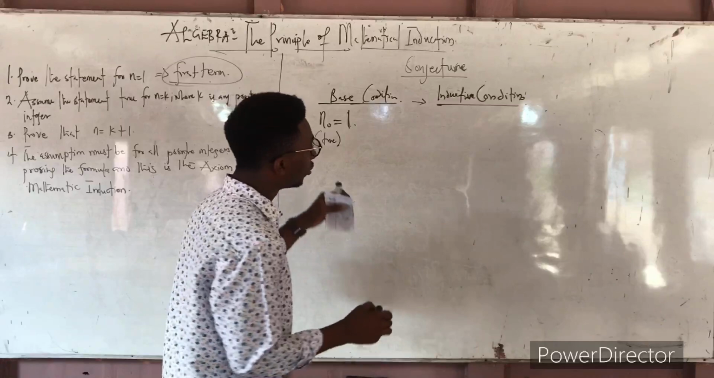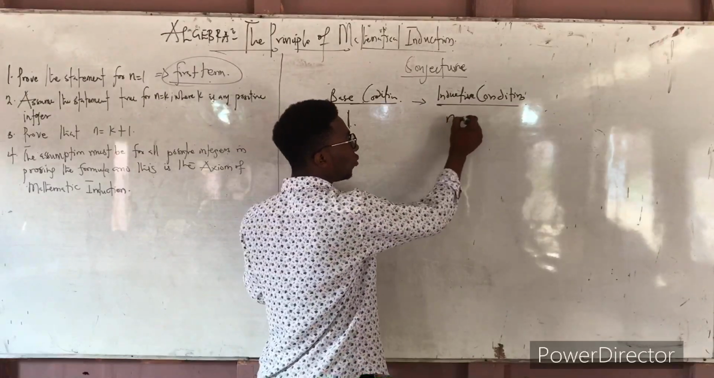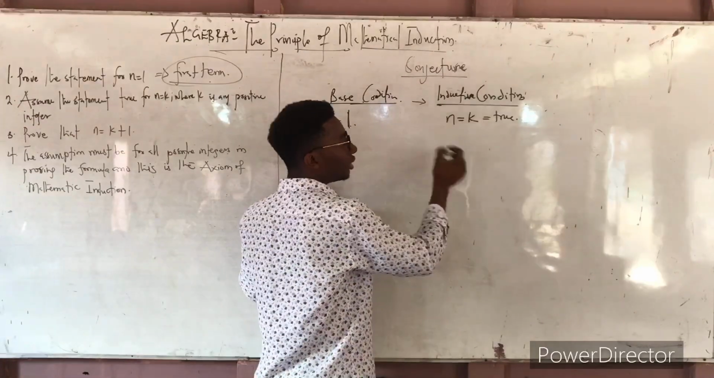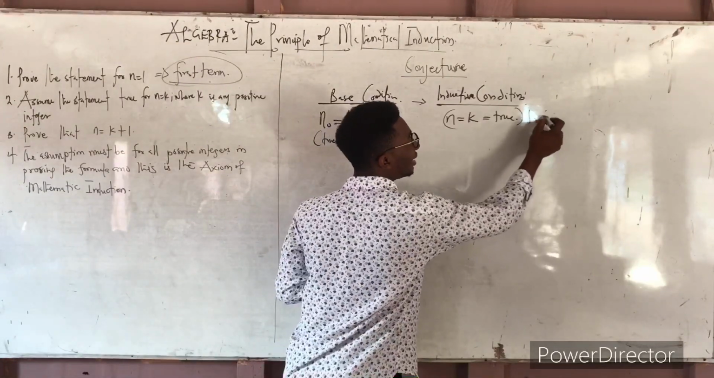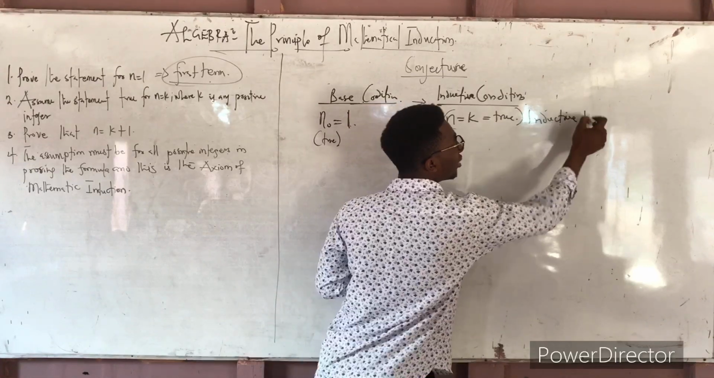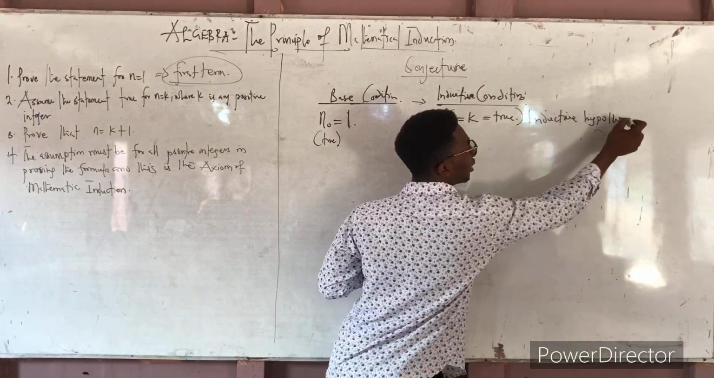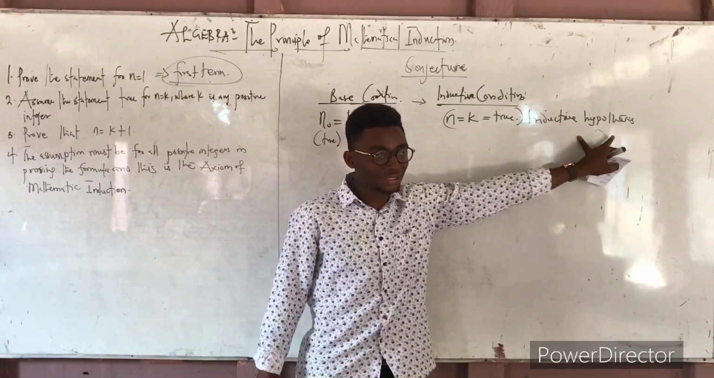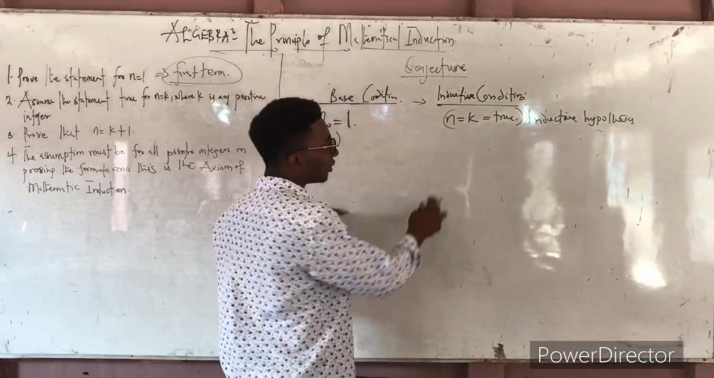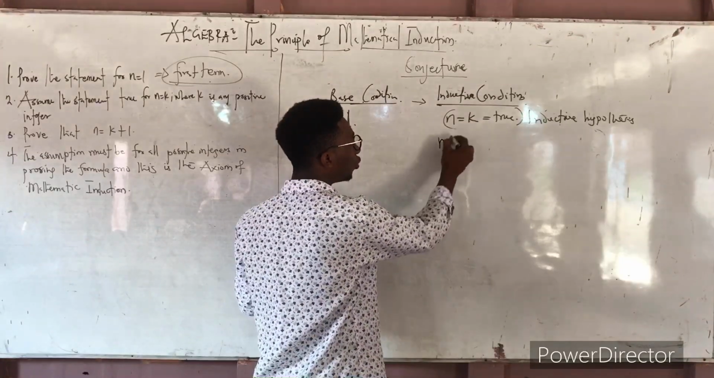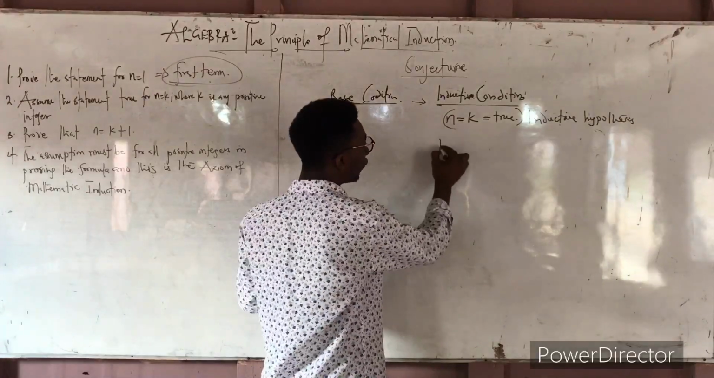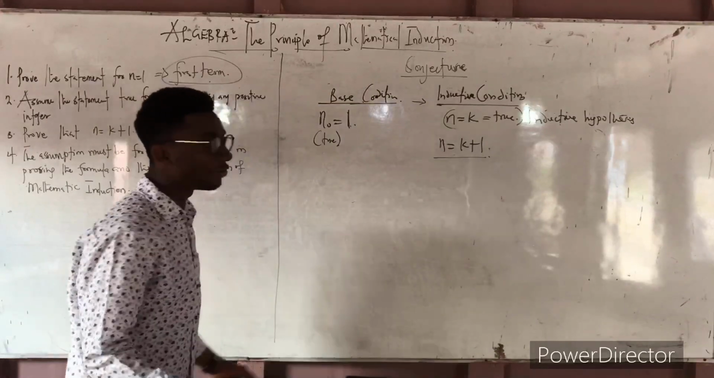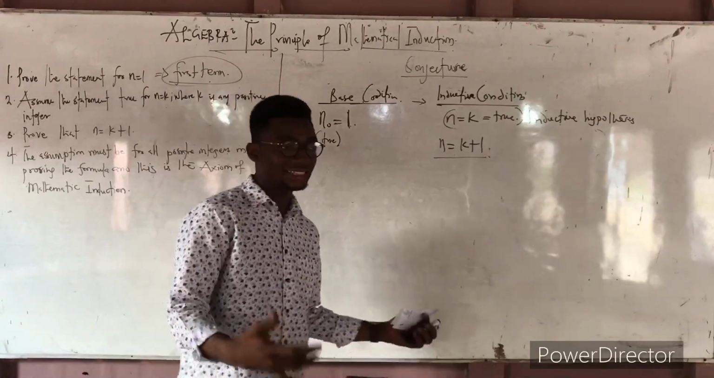With the inductive condition, you now assume a certain value of k. If you assume the value of k and the statement is still true, this assumption is what we call the inductive hypothesis. So under the inductive condition, we first do the inductive hypothesis. After that, if it is true, we move on to prove that n is equal to k plus 1. When you prove that n is equal to k plus 1, then you can say the formula is valid.